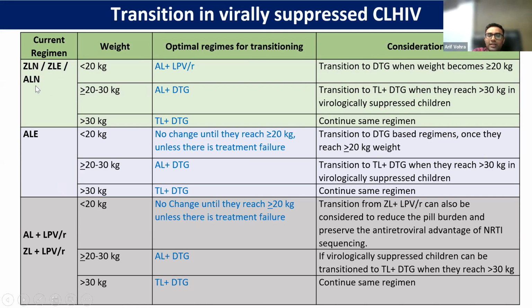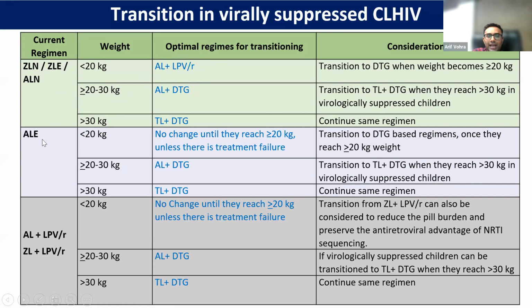So, any child who is on ZLN, ZLE, or ALN regimen, if less than 20 kg, where we cannot give DTG and tenofovir, here we can use abacavir, lamivudine, and PI, lopinavir and ritonavir. Between 10 to 30 kg, here we can use DTG, but we cannot use tenofovir. So, here, instead of TLD, we have to make it ALD. More than 30 kg, TLD.